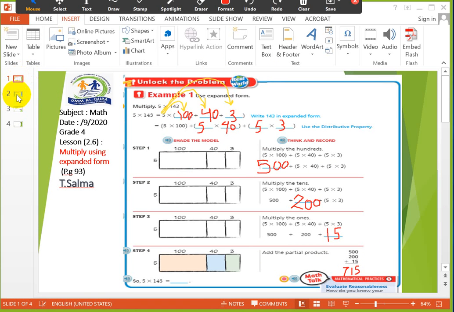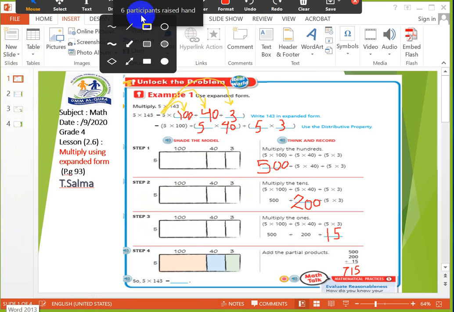Okay? So if you finish this page, please type 1 in the chat box, girls. Okay, thank you. If you have any question, please, you can write it in the chat box. No questions? Okay. Now I will move to page 94. If you have any question, Bisan, Zain, Rimas, type it in the chat box. And Noura.